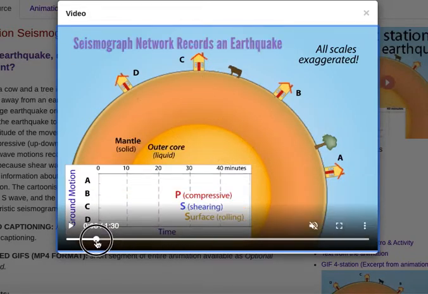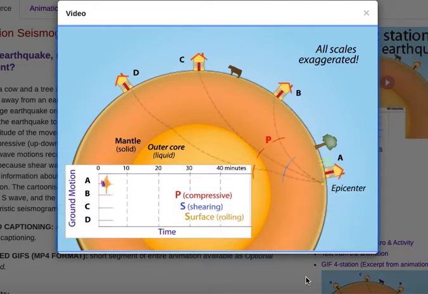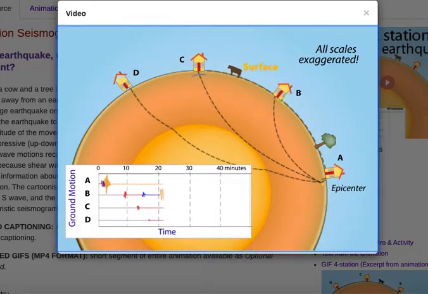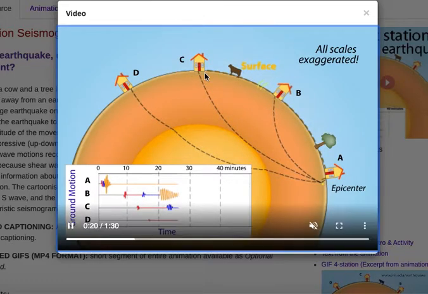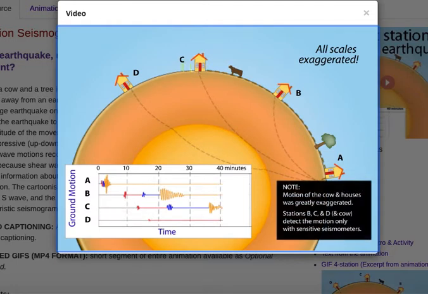Let's look at house C. Here's the earthquake, and the primary waves are just now hitting C, then the secondary waves. And here comes the surface. It's got to get the cow first, and then the house. So you can see it hits primary, secondary, and then the surface waves.